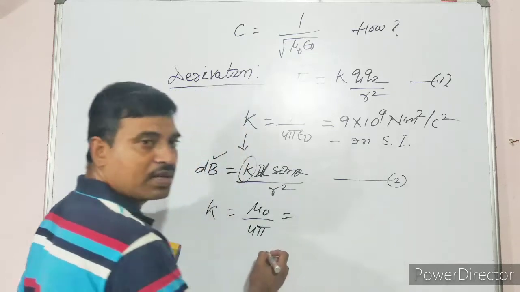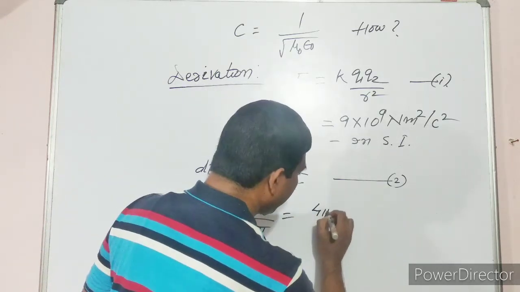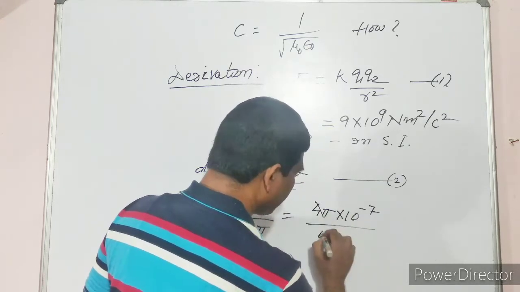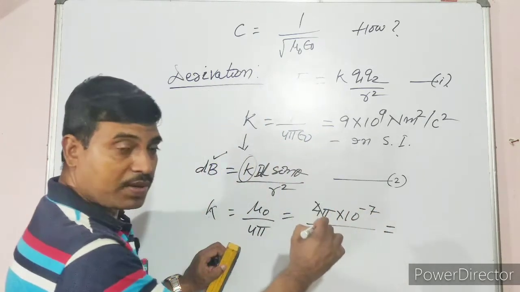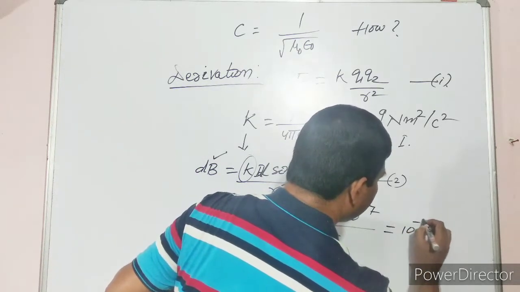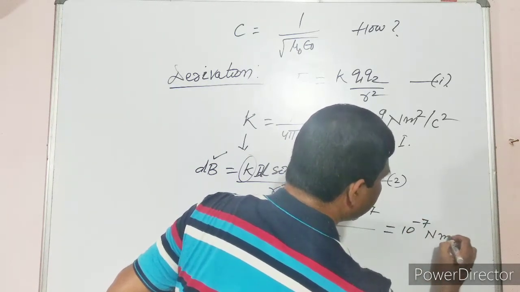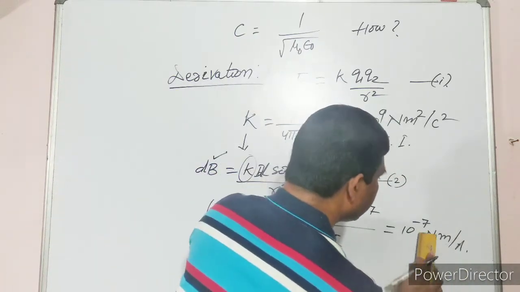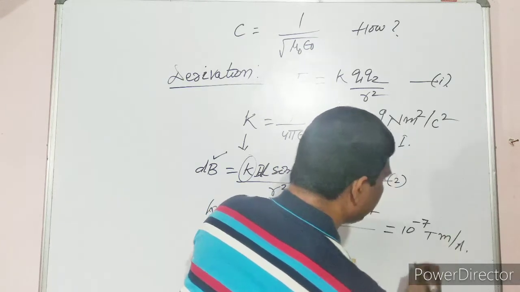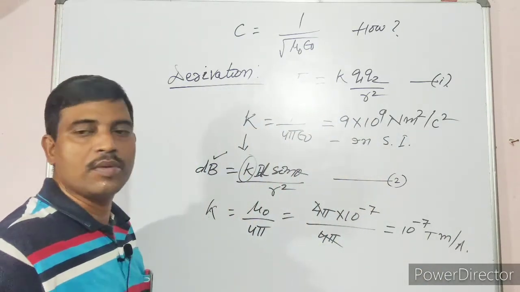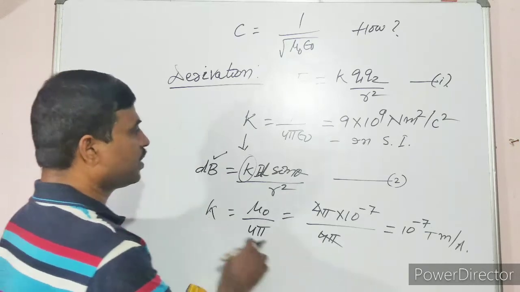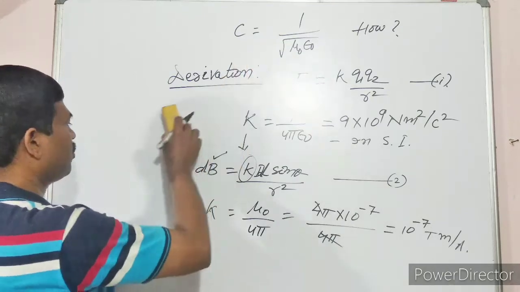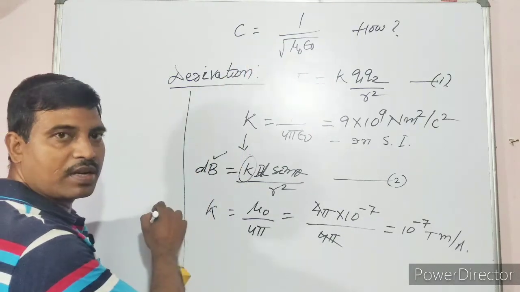How many students know the value of mu naught? Mu naught is 4 pi into 10 to the minus 7, so mu naught by 4 pi is 10 to the power minus 7 Tesla meter per ampere. Sorry, it is a magnetic field, so the unit is Tesla meter per ampere. Any problem? No, sir. Okay, so come to the points. Can I erase the upper points? Otherwise I am writing here. Is it coming or not?